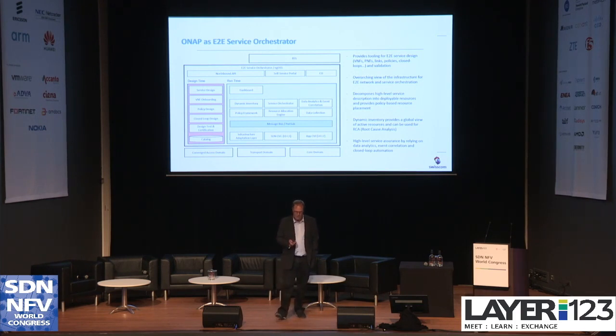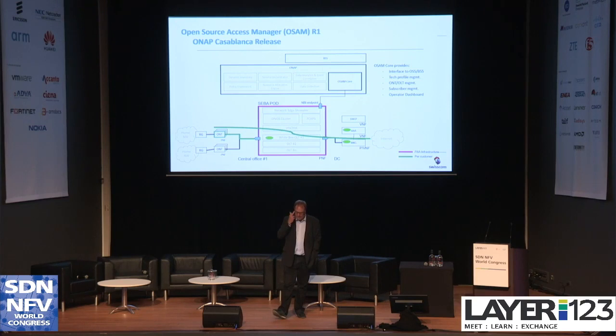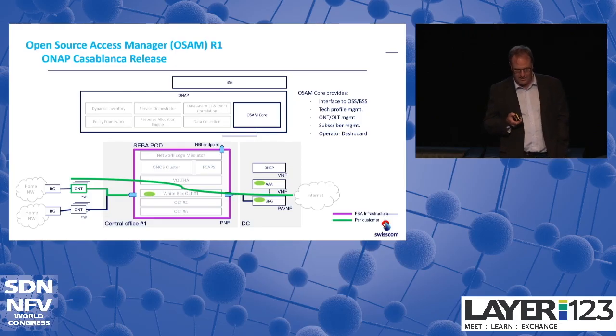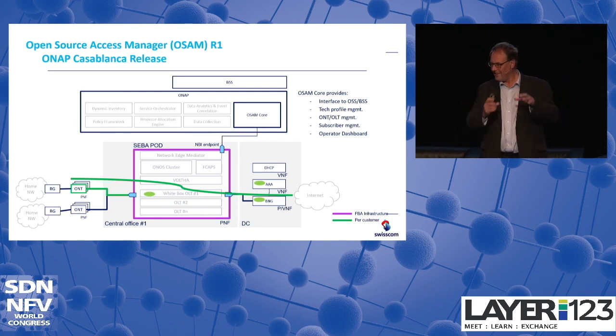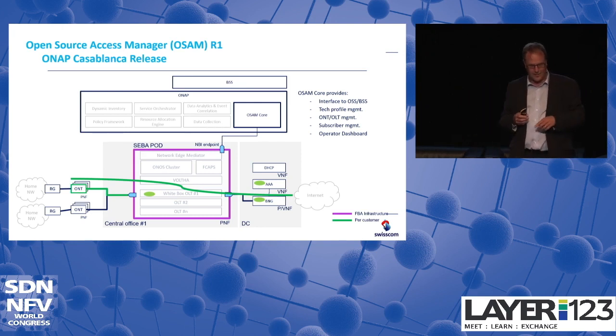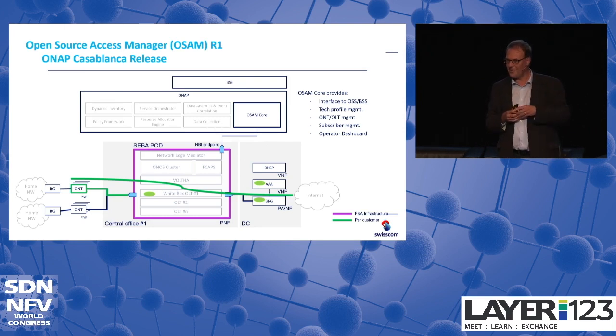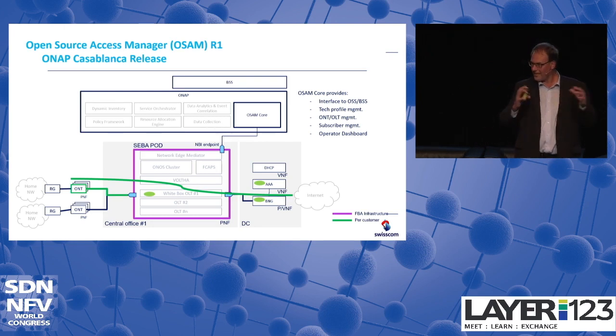We are doing that. So what happens is we are involved in ONAP in something which is called the Open Source Access Manager, OSAM. And basically what it does is start linking the ONAP service orchestrator, end-to-end service orchestrator, with what is called here the SEBA pod. The SEBA is a sort of a cord-like access network system. Or think of it, you can also have the Access 4.0 from Deutsche Telekom sitting there, or any type of other access network architecture you want.